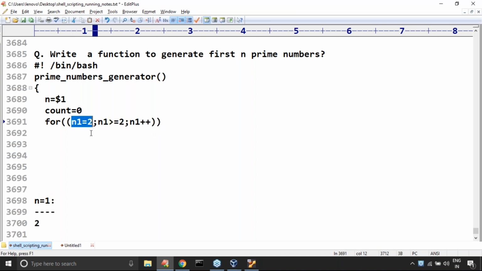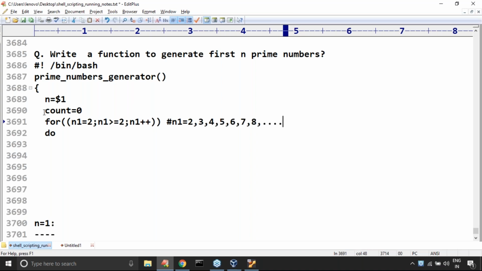So from 2 onwards, n1 is equal to 2. Now my requirement is to check whether the current number is a prime number or not. Remember this. How many numbers? There is no limit. First time n1 is 2, next 3, next 4, next 5, next 6, next 7, next 8. Infinite number of times this n1 is going to increment.